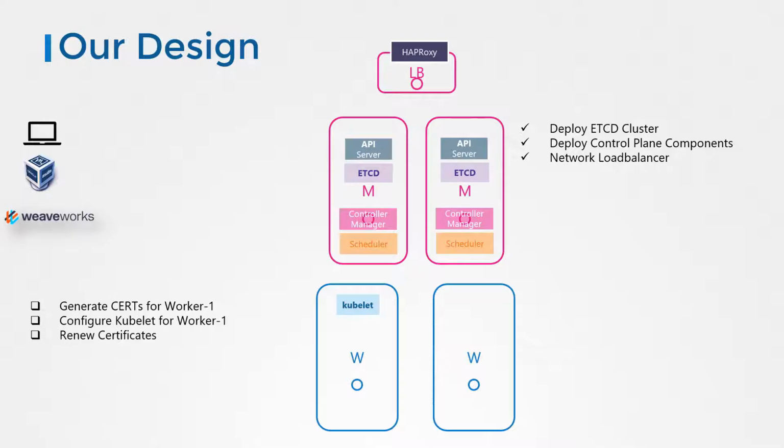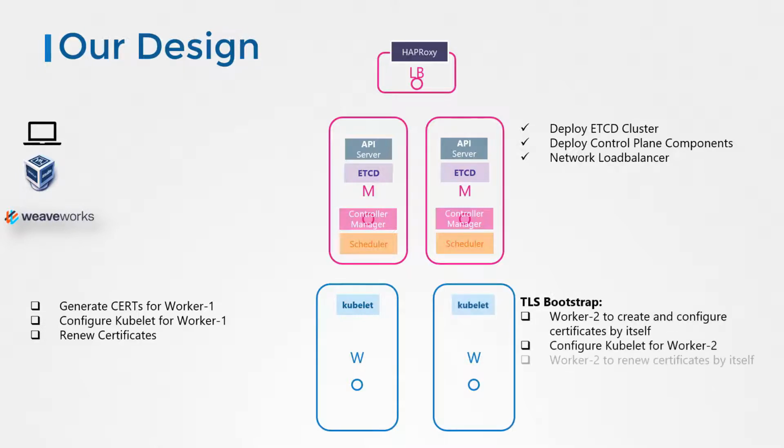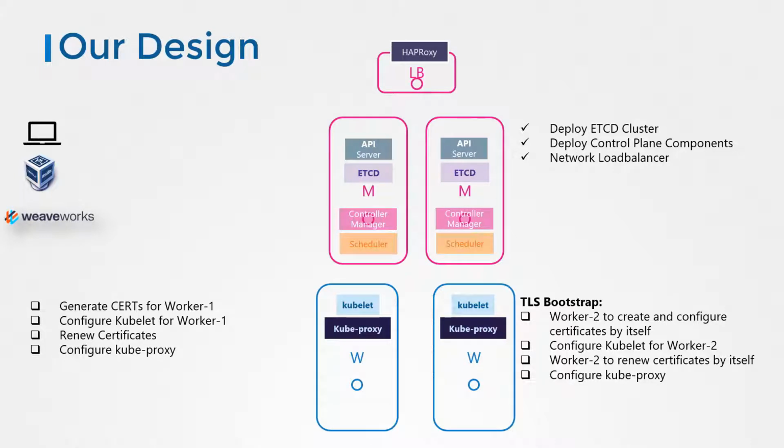We want the nodes to be able to manage the certificate by themselves. So for the second worker node, we will follow a TLS bootstrap approach where we will configure the node so it can create certificates by itself and get them signed by the CA by itself and start using them by itself. And when the certificate expires, it can renew the certificates by itself. And finally, we configure kube-proxy on both the nodes, which is done the usual same way.